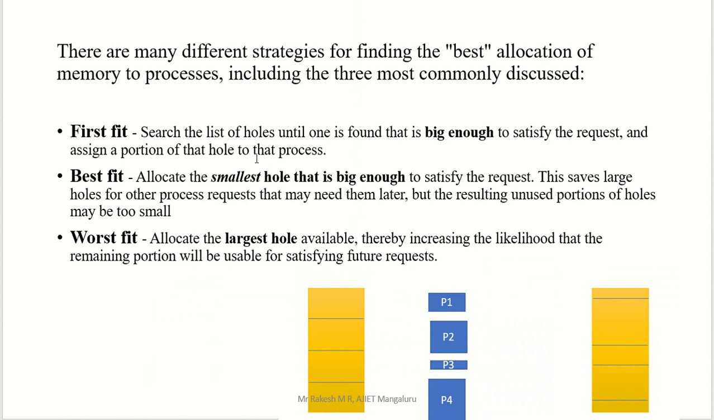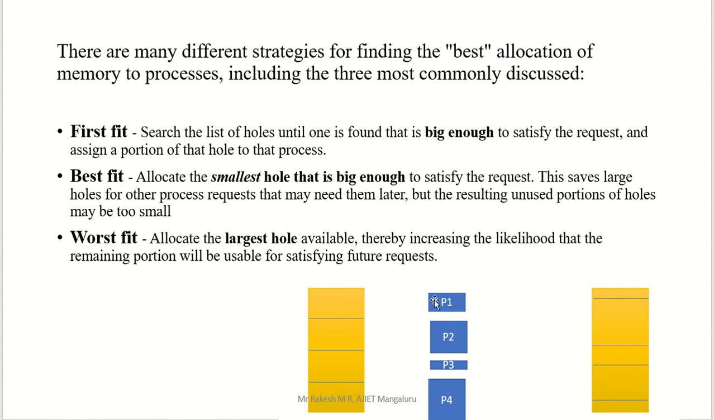to the process. What do you mean by best fit? See, the smallest hole that is big enough. In first fit it is just big enough. Second is best fit, meaning the smallest hole, where a hole is a memory block, that is big enough. Here for P1, whichever block is big enough for that P1, you can load it in that. That is the best fit. But what is the worst fit? The largest hole.